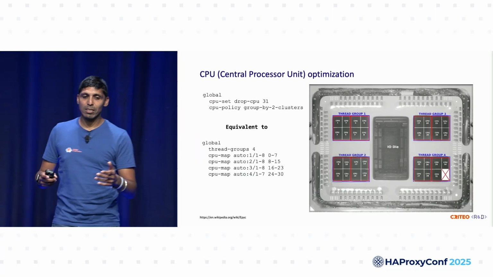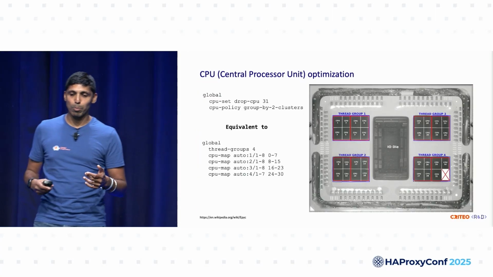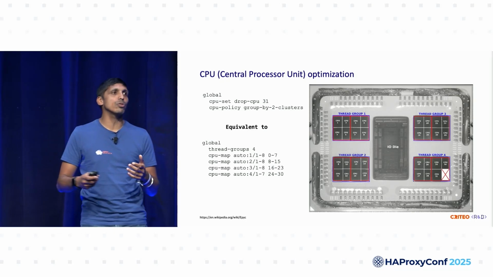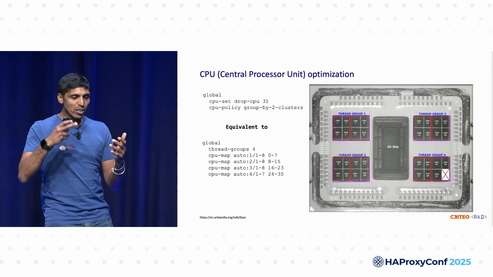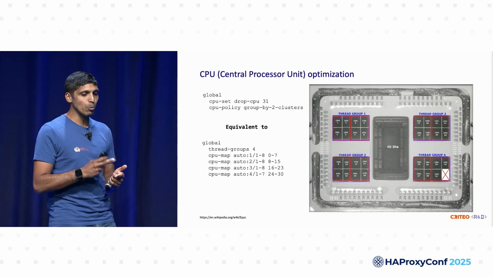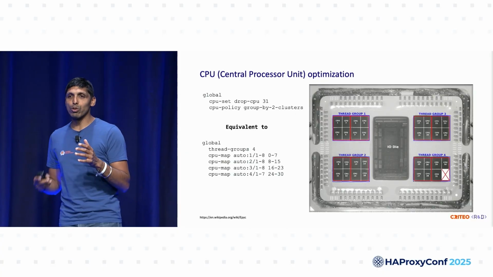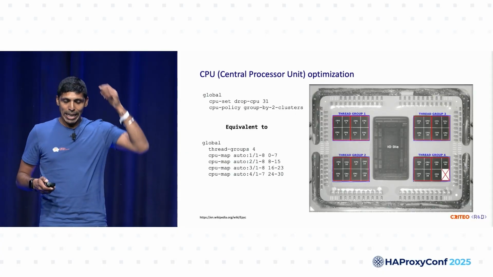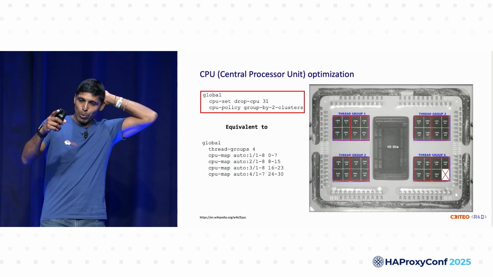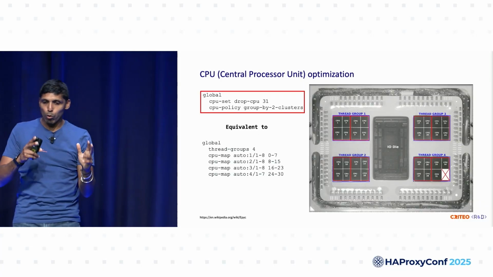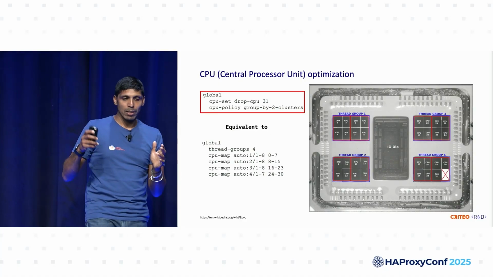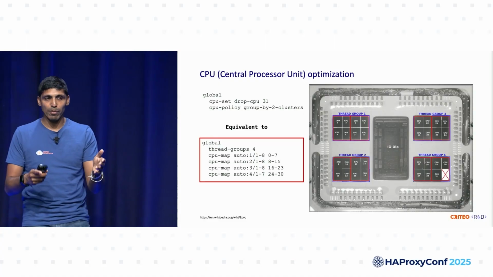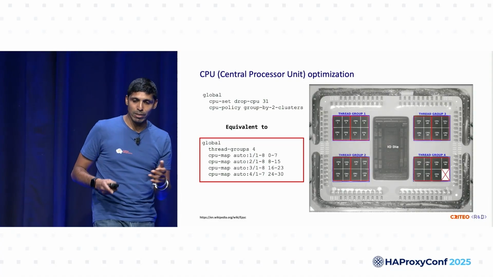Knowing all this, our aim is to always get the best of the system resources. Therefore, we started to test a recent feature introduced by HAProxy. In HAProxy 3.2, which was released last week, there are some options to control the CPU allocation policy in an automatic way. Here we have the following: we drop CPU 31 and we group by 2 clusters. This is equivalent to the following. So if you want to type it manually, you can do it even in versions before 3.1.